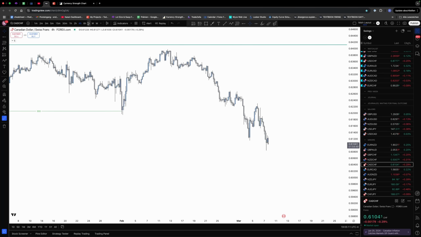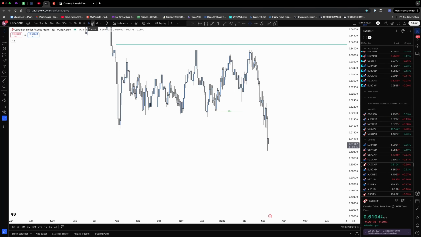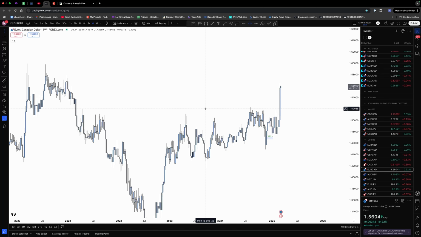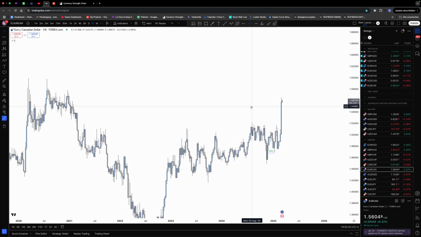CAD CHF. That's just brutal, man. We have a liquidity pool here, and I want this to go for it, and then we can see what we do from there. So I'm gonna put an alert here, but I'm not gonna put it on the watch list for now. Euro CAD is absolutely pumping like hell. This is crazy, man. Brutal, man.